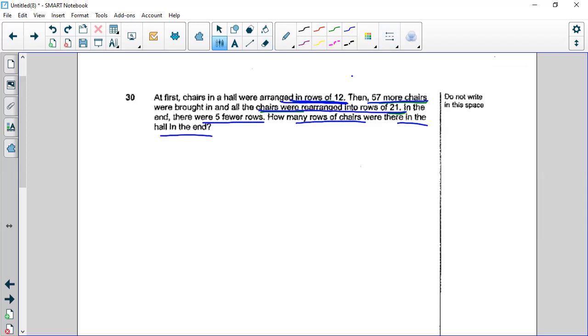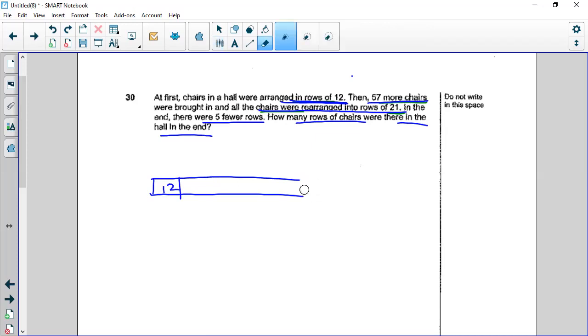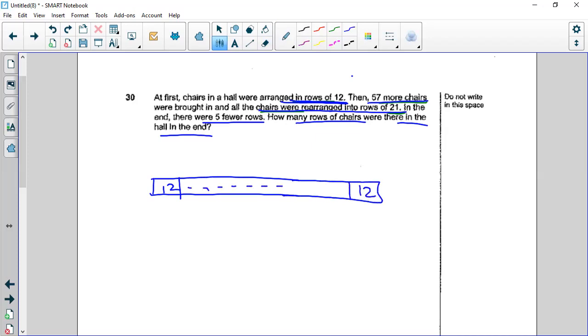Okay, so what do you do? Once you recognize that there's an average problem, and you don't know how many rows there are, then you draw your model. All right, so this rectangle represents the chairs at first. Do we know how many rows? We are not sure. So you cut the first box, which is 12 chairs inside, and then cut the last box. Let me draw a bit longer because later on we must cut, right? This is the last row. So your first row and the last row.